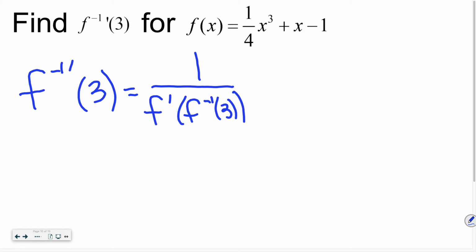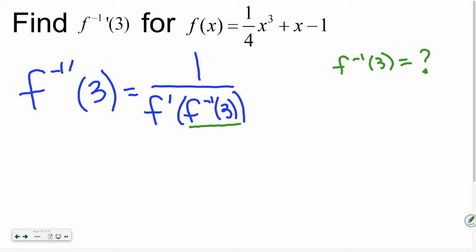Okay, so now we need to figure out all of this information. Our first task would be to figure out f inverse of 3. That's the inside, right? How do we do that? If we know our function, how do we figure out the inverse evaluated at 3? We don't have to find the inverse to do it.